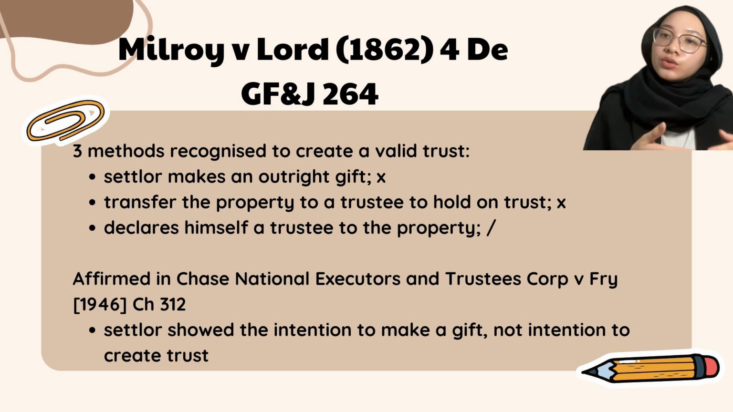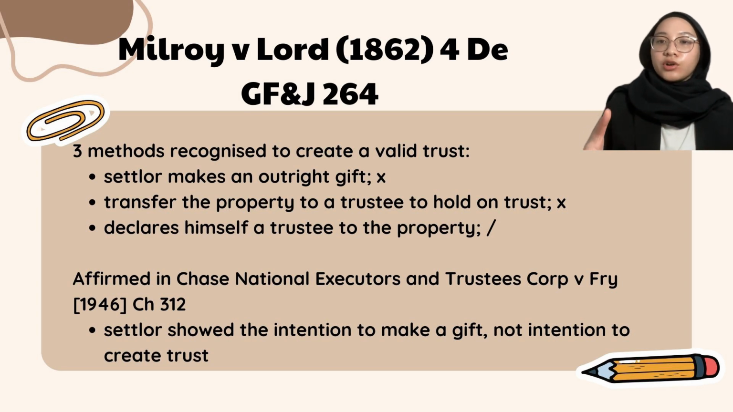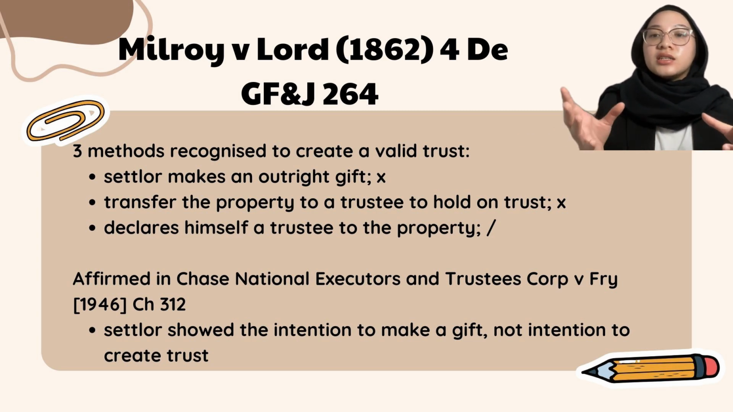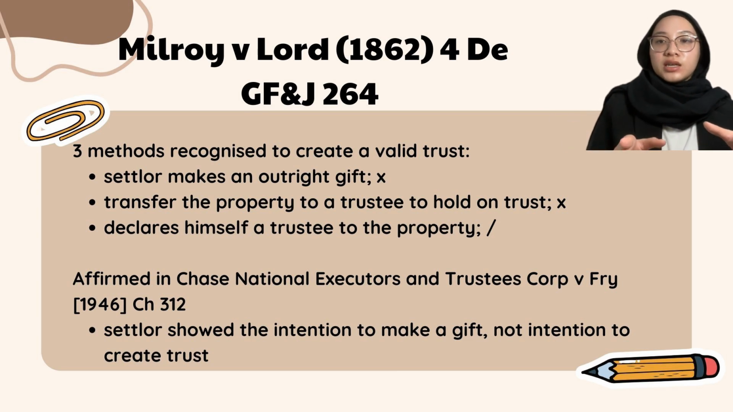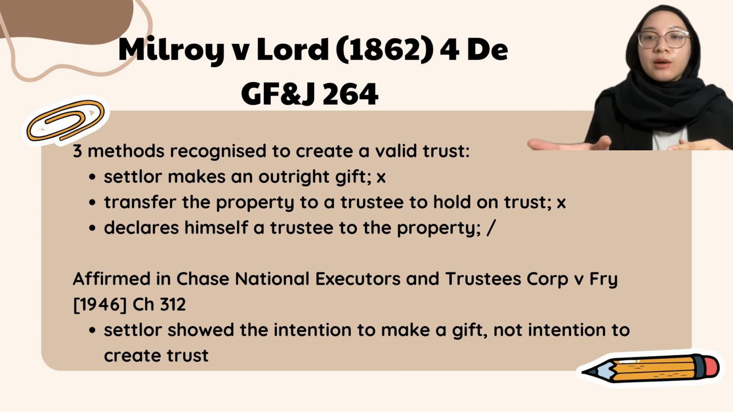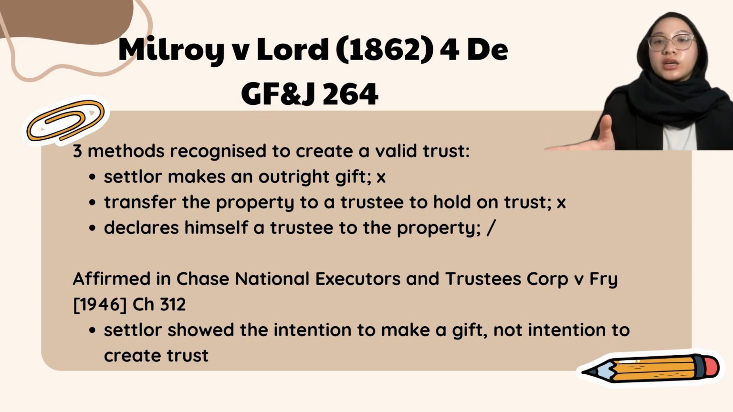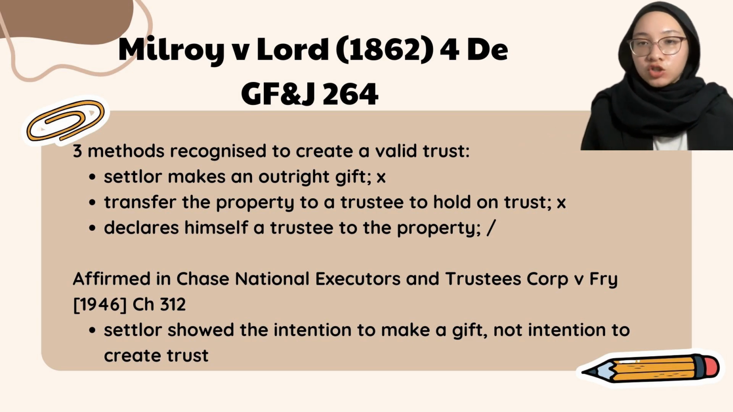A case that followed the strict rule in Milroy was Re Fry, where Justice Romer in this case refused to perfect an imperfect gift of shares because the settler did not do everything he was required to at the time of his death. The settler showed the intention to make a gift, not intention to create a trust.